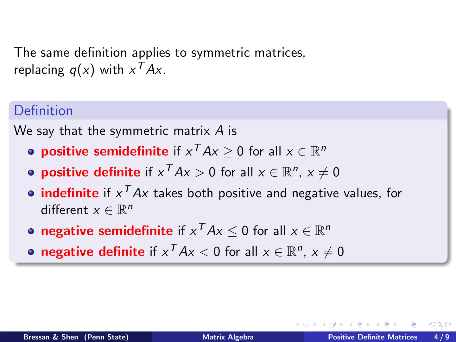If this can take both positive and negative signs, then we say the matrix A is indefinite. Then there is negative semi-definite for the A matrix if this thing is less than or equal to 0, and A is negative definite if this is strictly less than 0 for all x that's not 0. So all these conditions on x are similar, and we give the same names to the A matrix as the names we give to the quadratic form.